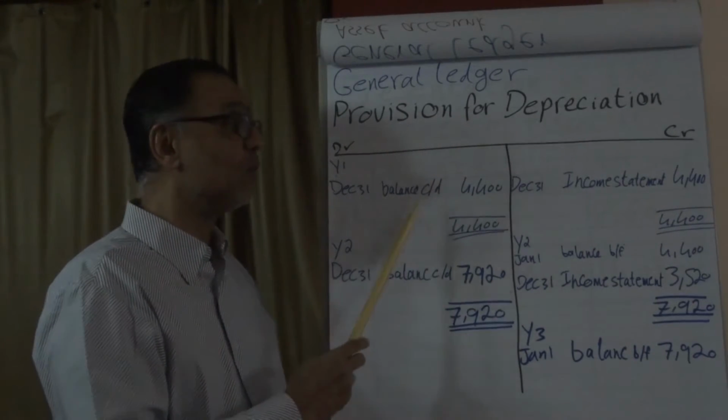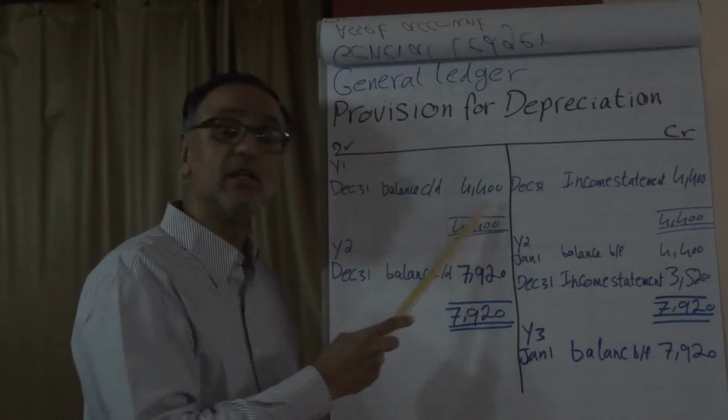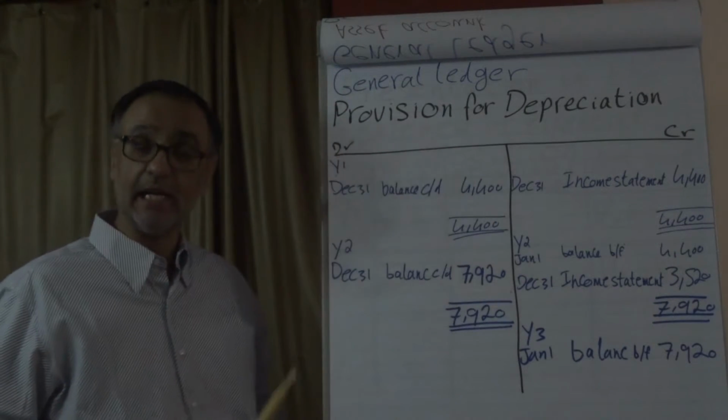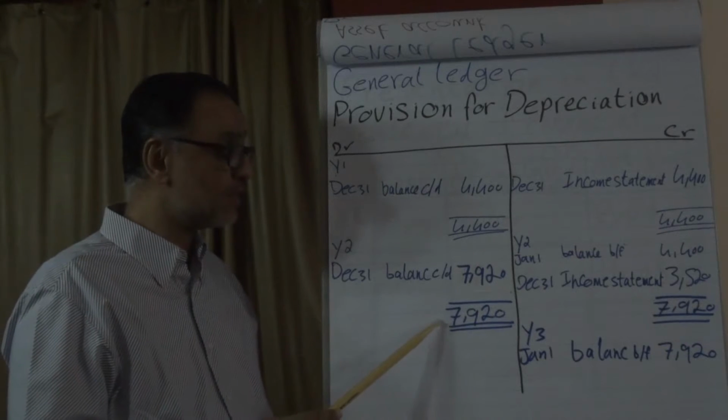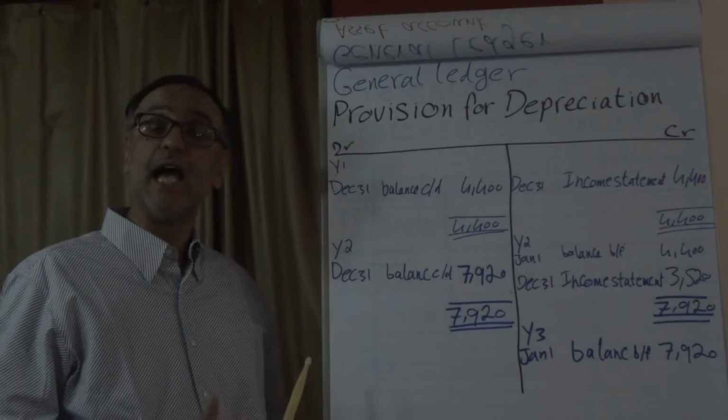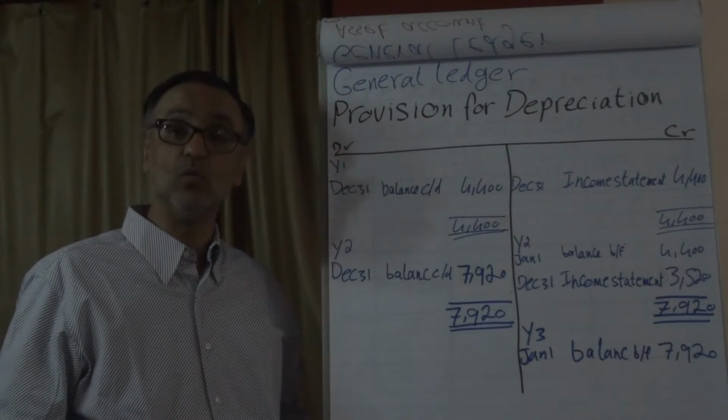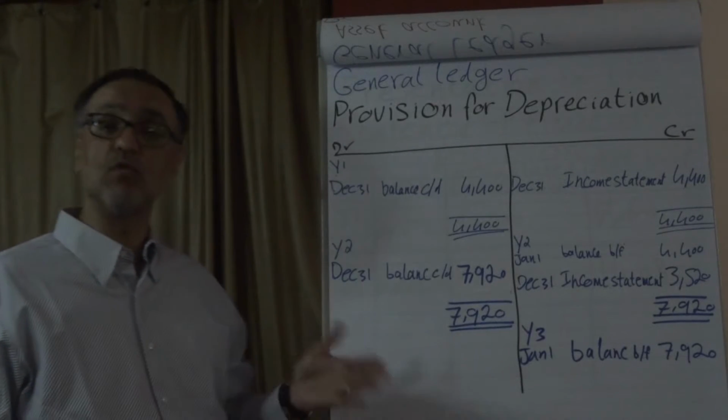So in year 1, we have accumulated depreciation of 4,400. That's the only entry in this year. In the second year, we have accumulated depreciation of 7,920. That's the accumulated depreciation for years 1 and 2. And so on. Year 3 and year 4 will be the same thing.